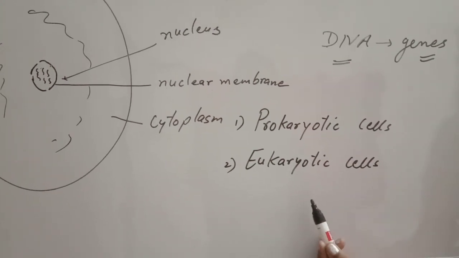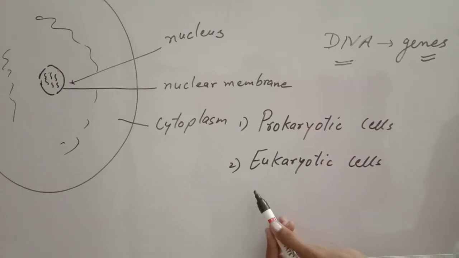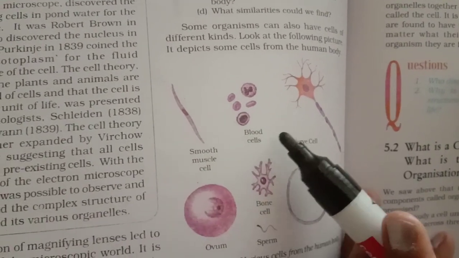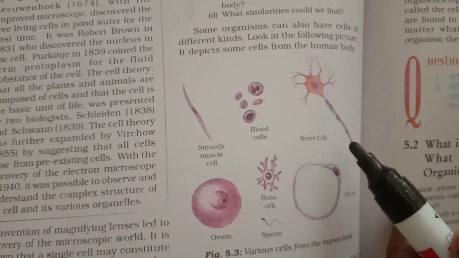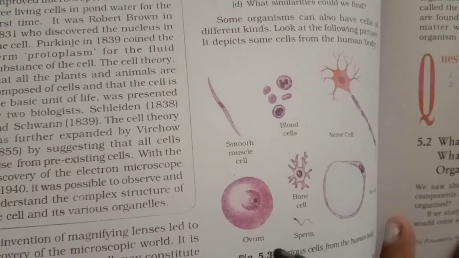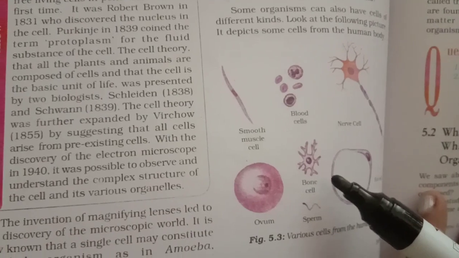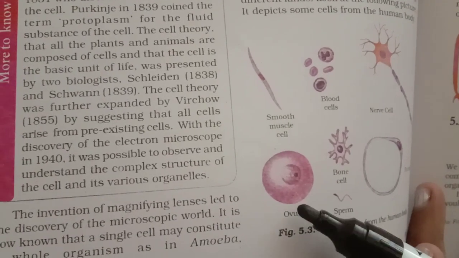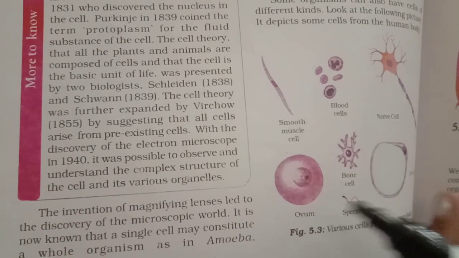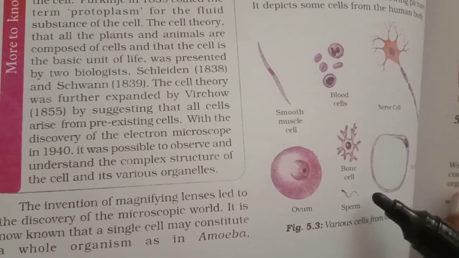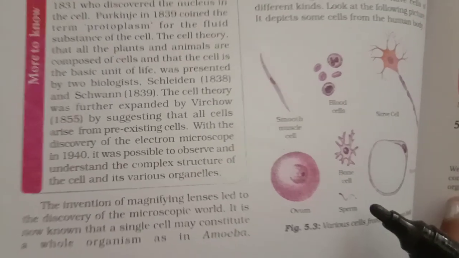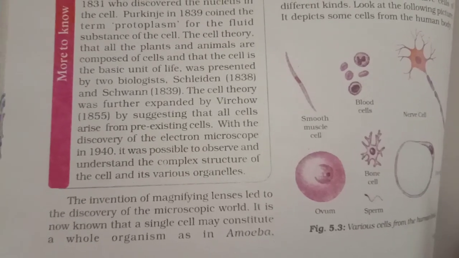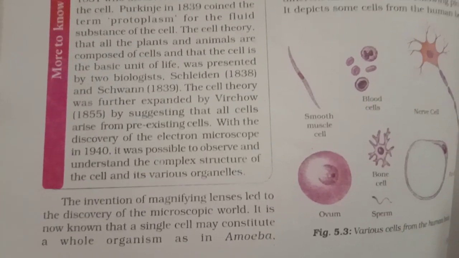Now in our body, there are many types of cells: muscle cell, blood cell, nerve cell, ovum, sperm, bone cell, fat cell. The ovum is present in the female reproductive organ and is found in females. The sperm is found in the male reproductive organ and is found in males. So these are all the different shapes of cells which are present in our body.